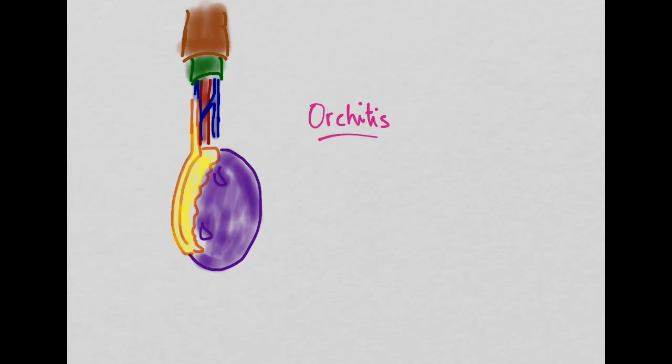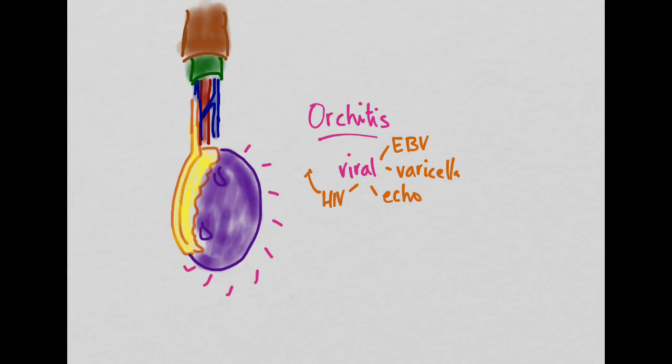Now let's talk about orchitis, which is inflammation of the actual testicle. And whereas the epididymal ones tend to be more bacterial, these tend to be more viral in origin, right? Like you got your mumps, you might have varicella that's causing it, you can have echovirus. And if you have a patient who has HIV, you should also consider fungal causes too.